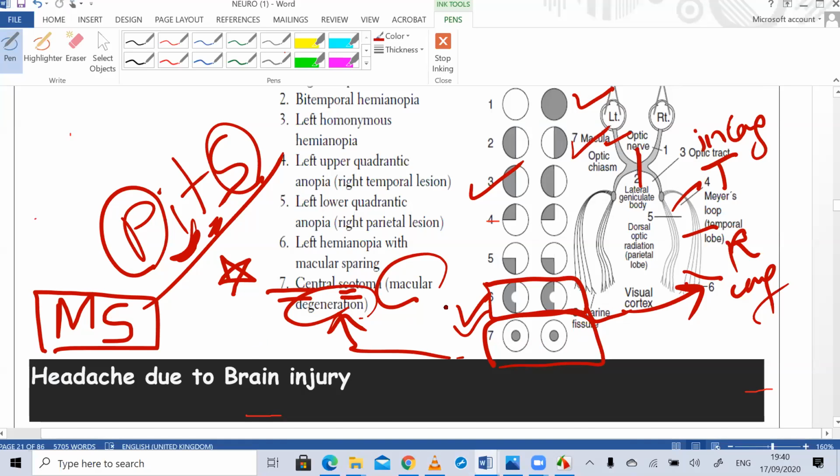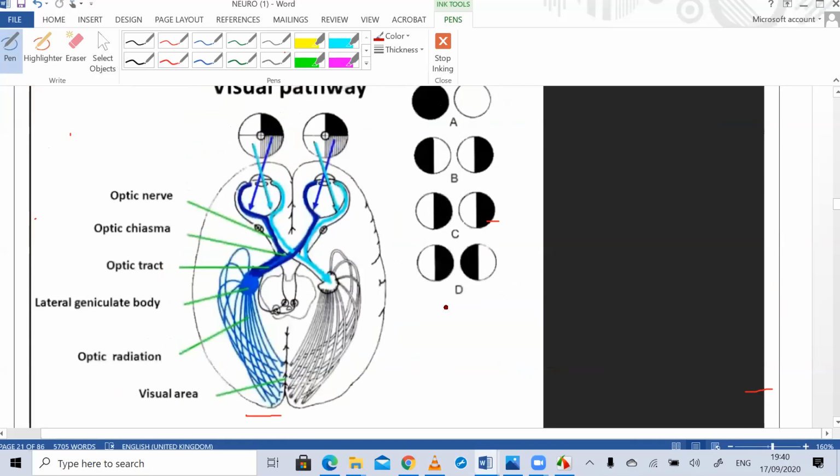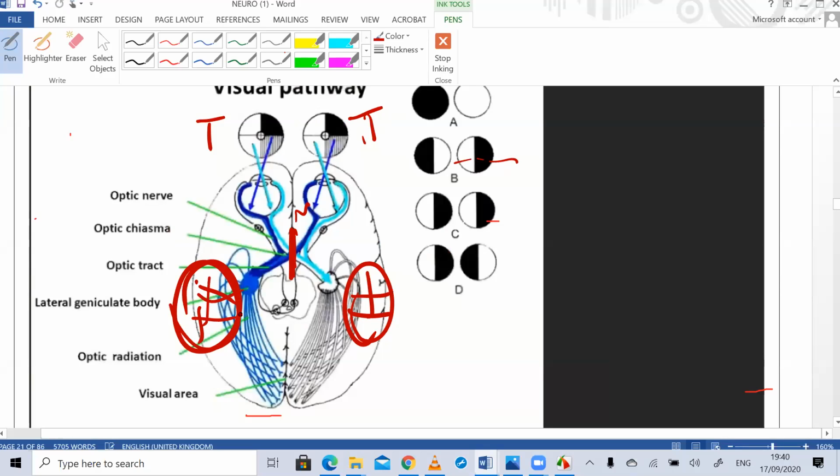Take care. So what do you think if I told you that if I have a tumor compressing the optic chiasma, you will have? Bitemporal hemianopia, because I'm affecting both nasal fibers, which are perceiving both temporal fields. If I have a lesion here compressing equal bilateral, what kind of fibers will be affected? The both temporal, which are perceiving which field? Both nasal.